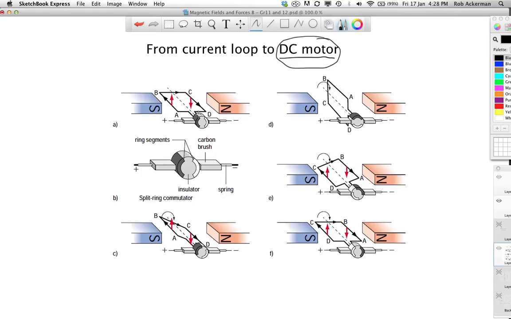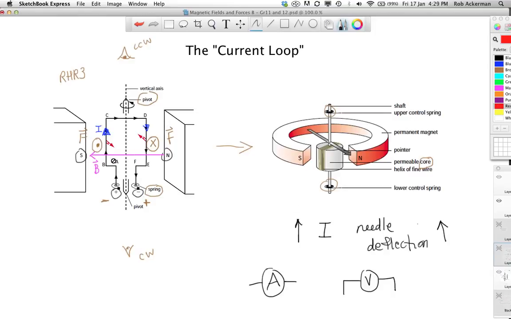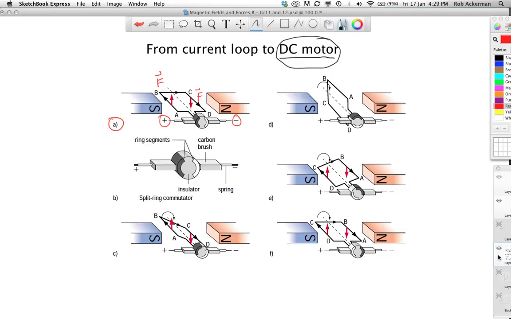Here's that same loop, and I'm going to leave it to you to figure out the direction of the forces that are shown in red. They are here and there. Here's the positive terminal, there's the negative. Diagram A should be straightforward. To analyze it, just do the same thing we did over here, and you'll be able to figure it out.